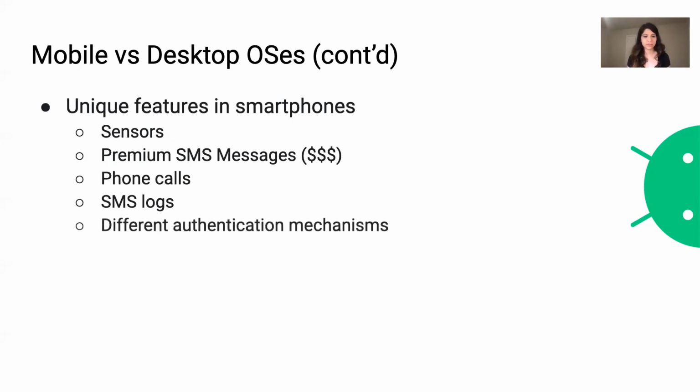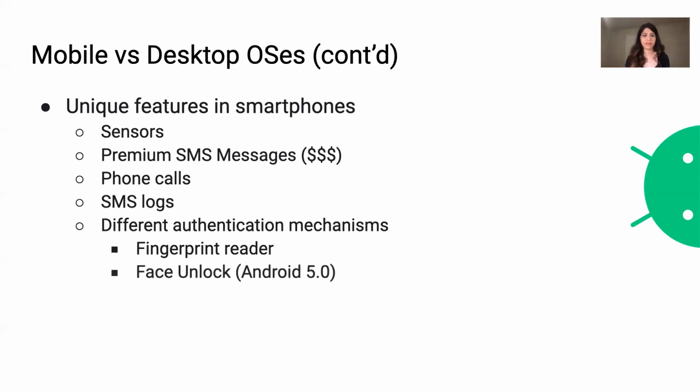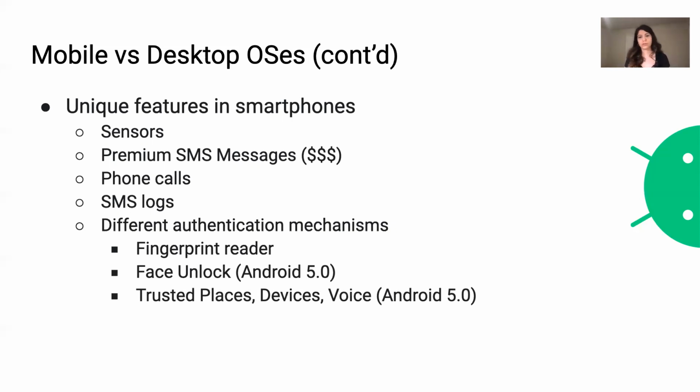And besides, you have different authentication mechanisms on smartphones. For example, you have a fingerprint reader. Biometrics are in general extremely sensitive information. If your fingerprint scatter array is stolen, it's gone forever. You cannot change your fingerprint, so you need to take special care when you're handling biometrics. And besides that, you have face unlock. You have trusted places, devices, and trusted voice to be able to unlock your device. And you need to take special care when you're dealing with these authentication mechanisms.